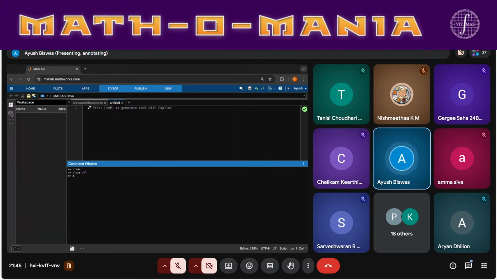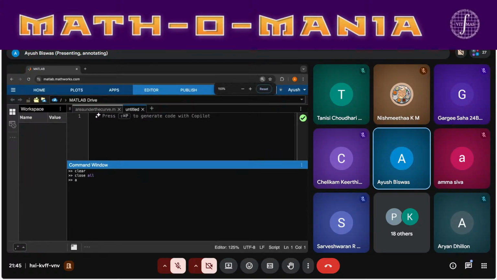To define a variable, let's say I want to define a is equal to 5, and let's say b is equal to 8. Now I can perform any operation on a and b, and let's say store it in a variable called c. That will automatically store 40 into the variable c.